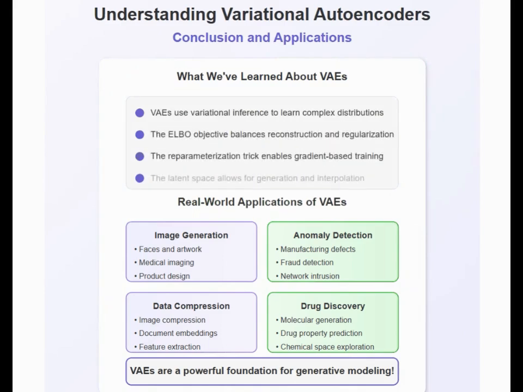VAEs use variational inference to learn complex data distributions by approximating the intractable posterior with a simpler distribution parameterized by a neural network. The ELBO objective provides a tractable training target that balances reconstruction quality with regularization. The reparameterization trick enables gradient-based training by making the sampling process differentiable, and the resulting latent space enables powerful generation and interpolation capabilities. Beyond our cat examples, VAEs have numerous real-world applications across different domains.